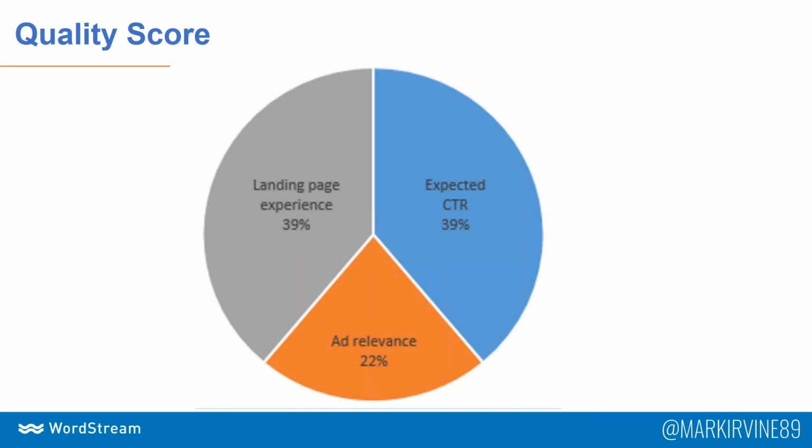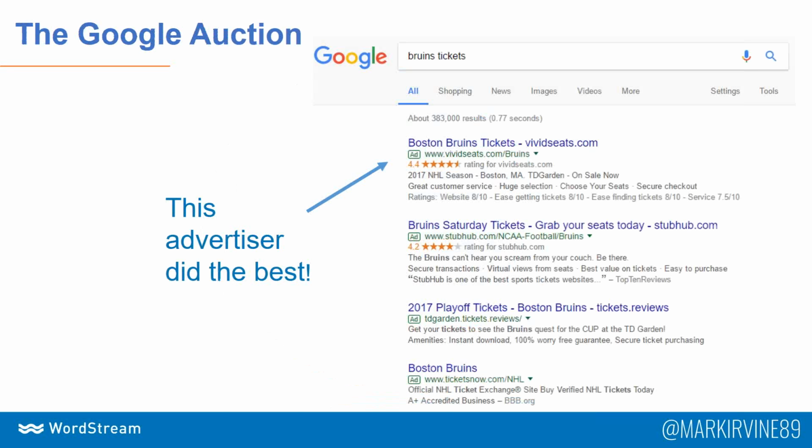And so Google takes those two metrics, our quality score and our bid, and it places an auction. And then at the end of the day, or at the end of that auction, Google literally ranks who did the best in that auction. And that advertiser who did the best in the auction gets that very top spot of the SERP.